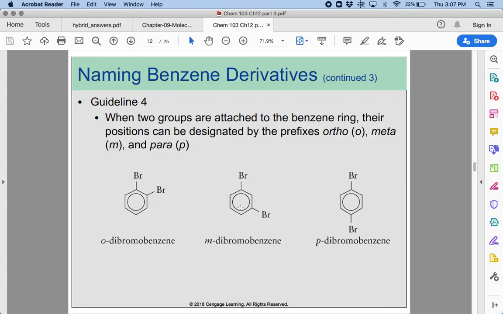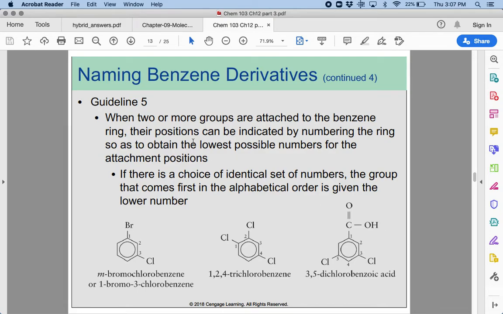Obviously, the 3 could be over here, or the meta could be here or here, right? This could be 1, 3, this could be 1, 3. Saying 1, 2 dibromo or O dash dibromo are both acceptable ways to do it. You should just be aware that this is a way that we often name benzene rings.